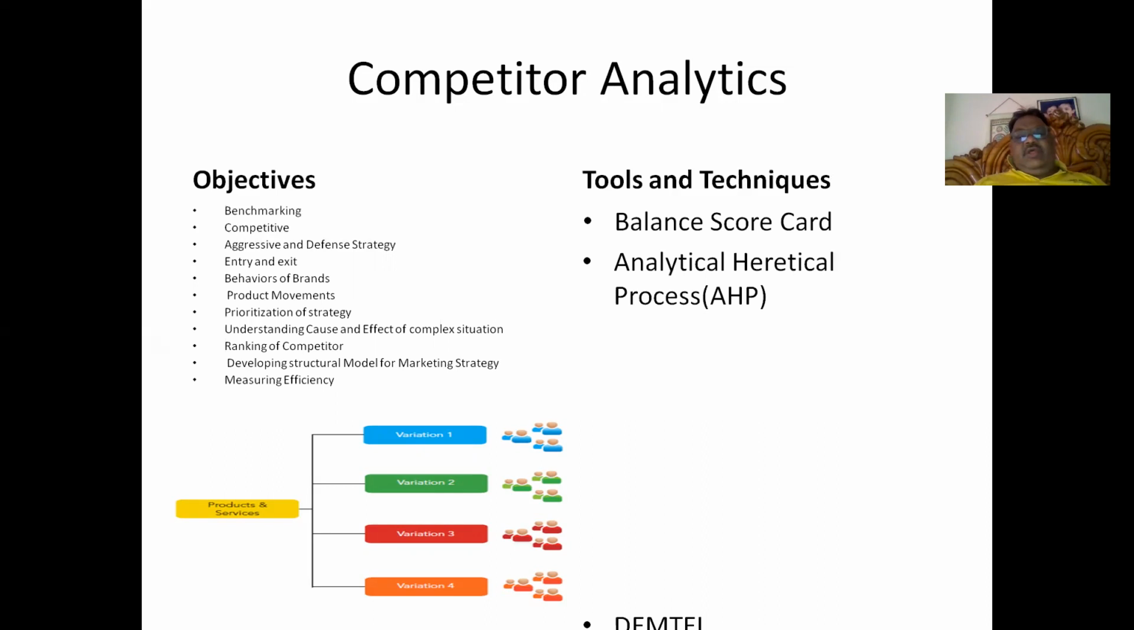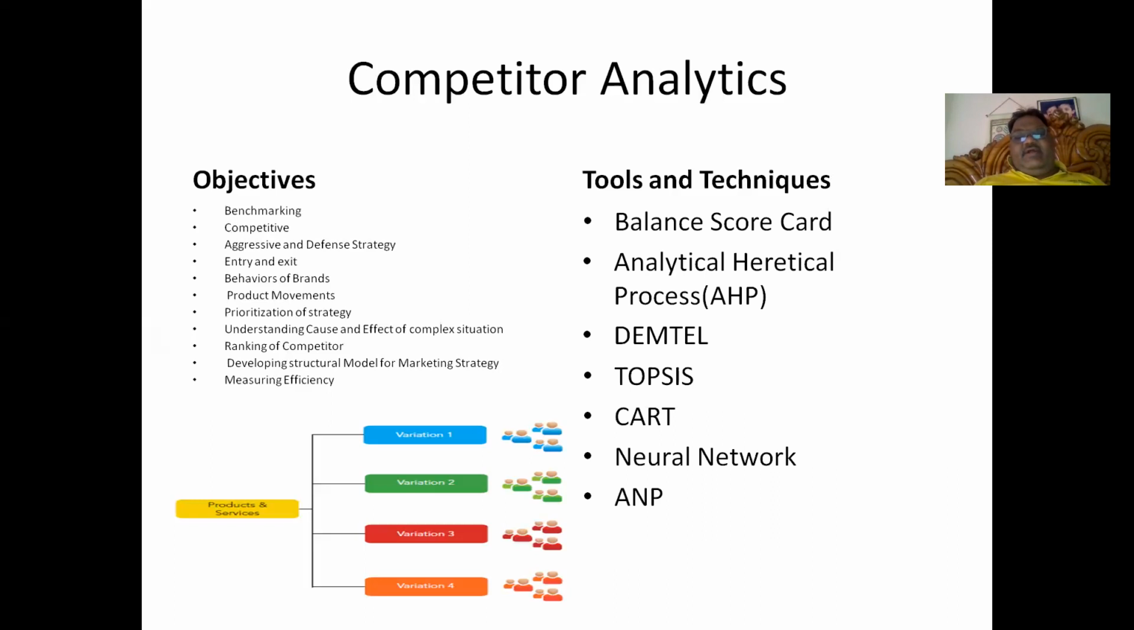For that case, you use the following tools and techniques. What are they? Balanced scorecard, analytical hierarchical process, DEMATEL, TOPSIS. DEMATEL, the decision making trial and evaluation laboratory, TOPSIS, CART, neural network, ANP, and data envelopment analysis. These are the tools and techniques we use for measuring competitors.